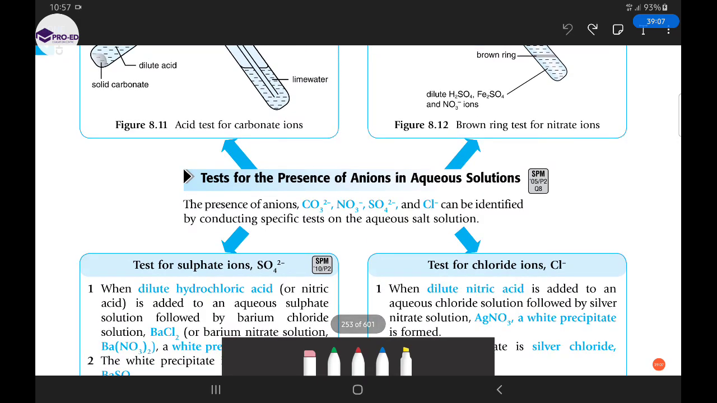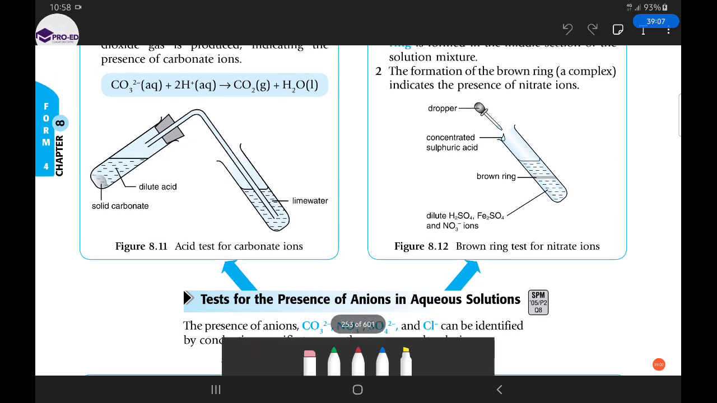So basically, let's start here. Tests for the presence of anions in aqueous solutions. Note, all these are only when they are in aqueous solutions. This is how we will do the test for aqueous solutions, only concerning the anions. Let's detect the anions in aqueous solutions. They said the presence of anions, which are carbonate ions, nitrate ions, sulfate ions, and chloride ions, can be identified by conducting specific tests on the aqueous salt solution. So let's go to the first one.